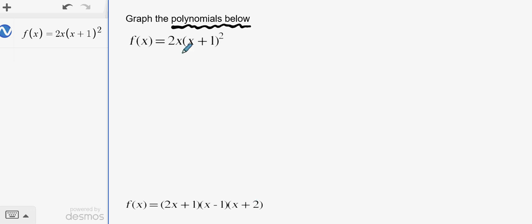Before we graph this one, we want to be aware that (x plus 1) has a square. You see the exponent. Then this one, any number squared is always greater than or equal to 0.